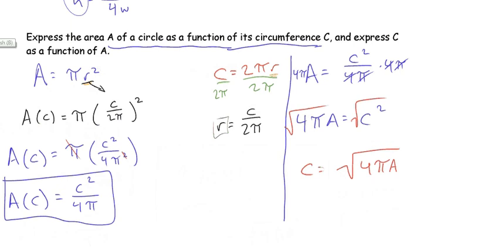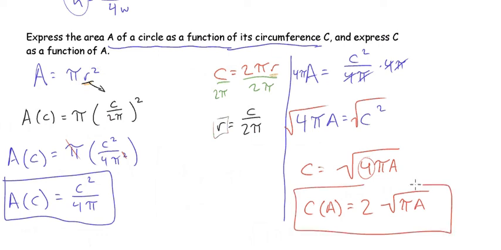Lastly, we can simplify down and get C in terms of A is equal to, and that square root of 4 pops out, so 2 times the square root of pi times area. And now we've got the circumference also in terms of area. So I hope that helps.